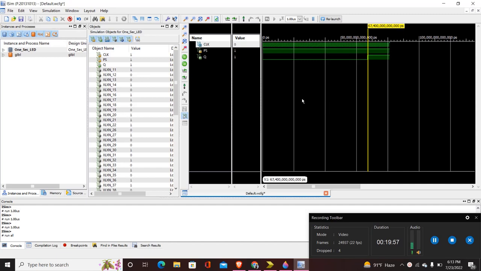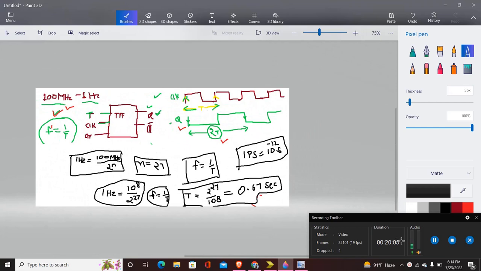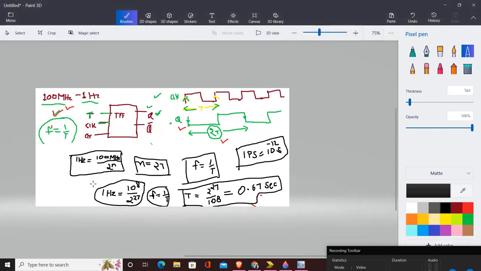So I just clarify some points about this. Basically we convert 100 megahertz frequency into 1 hertz frequency. By using this formula, we need 27 flip-flops, as we saw previously. So by putting 2^n equal to 2^27, it is approximately 1 hertz. The relation between frequency and time is f equals 1/T.